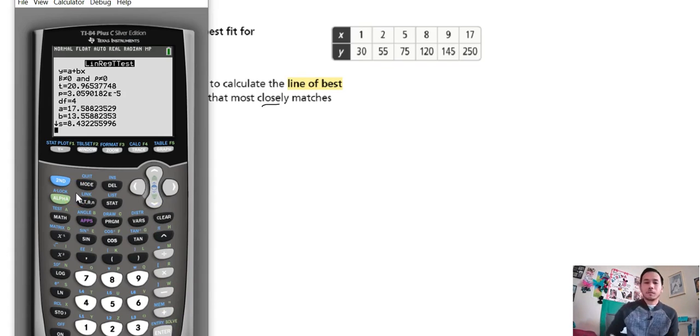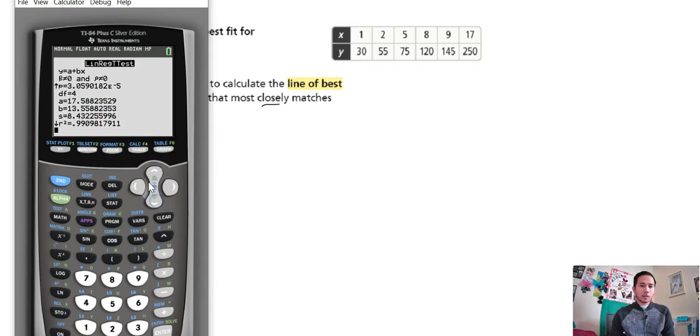Okay. Now, because this table, we have your A is 17.58 or 59, B is 13.55, and then do you have more there? Yeah. R squared is 0.99, and then R is 0.995. What else we have there? There. So I'm going to show you what to do.